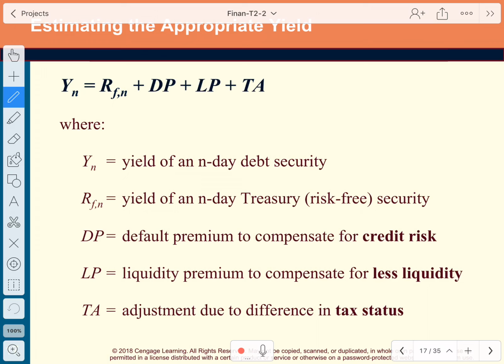In this one, we are talking about the yield, our benchmark, the risk-free yield, and the factors affecting the yield: the risk or the default premium, the liquidity, and the tax status.